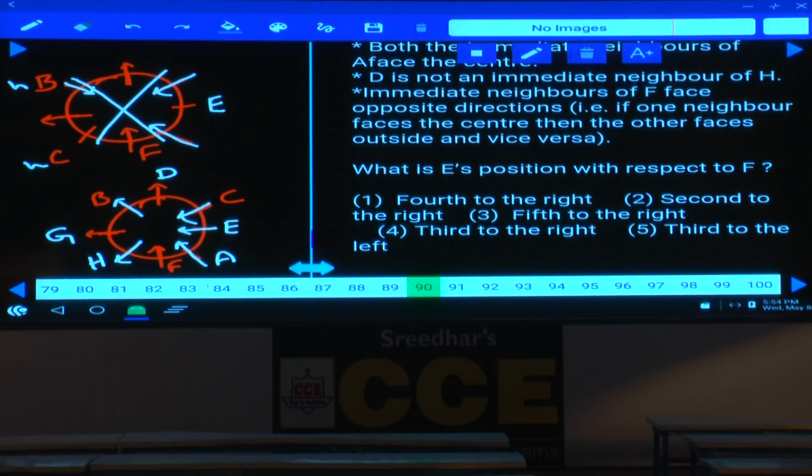Then question number 90, what is each position with respect to F? Each position with respect to F, second right, that is choice 2. Okay? And next one.